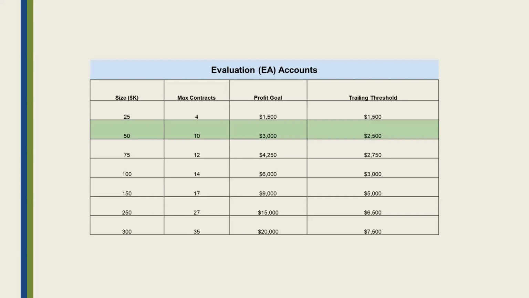What we suggest is that it is always better to start with a 50K account, because it has a profit goal of $3,000 and a trailing threshold of $2,500. So you have a good amount of trailing threshold, so that you can trade carefully and complete it easily. Some of these companies want you to trade for a minimum of 7 days, which means you cannot complete the whole $3,000 goal in one day and ask for a performance account.